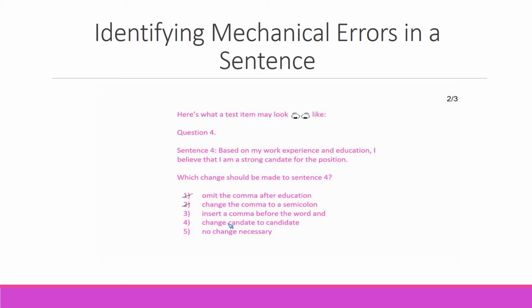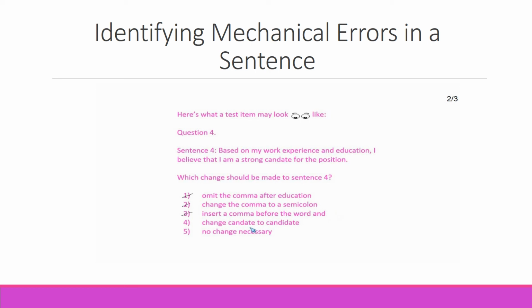When we look at option number 3, it asks us to insert a comma before the word and. In this case, we're looking at a dependent clause, which means that it is not a complete sentence, and therefore we're not going to place a comma before the word and, because you're only going to do that if you were separating two independent clauses, and in this case, we're not separating two independent clauses, and so we're going to cross out option 3 because it does not apply.